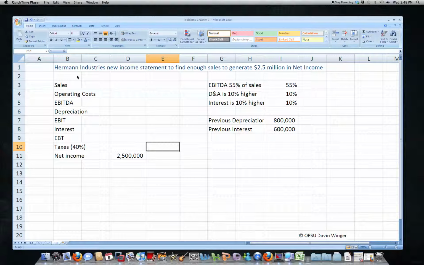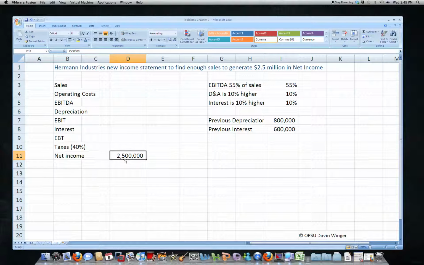So, our CEO wants us to have a net income of 2.5 million. All we have to do is find our EBIT. We can just work backwards in this problem like we've done previously. Take our net income divided by 1 minus our tax rate, 40%, to get 4.16 million.